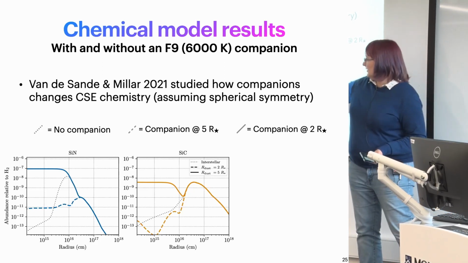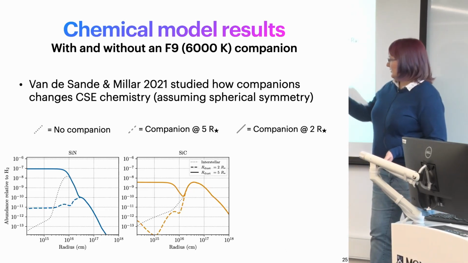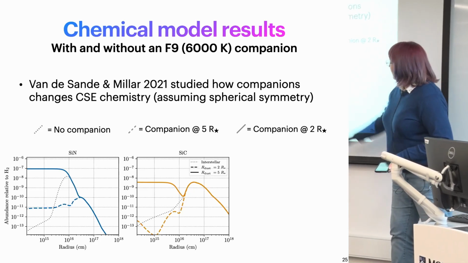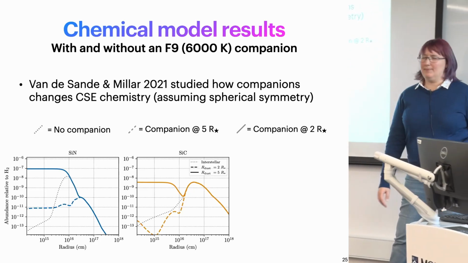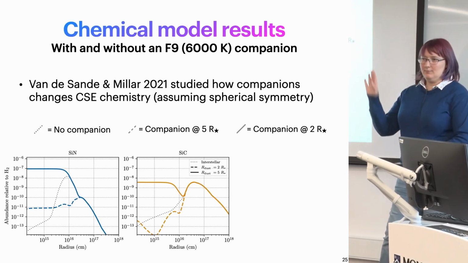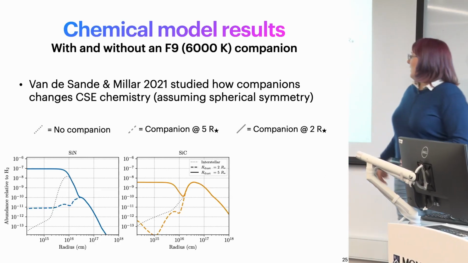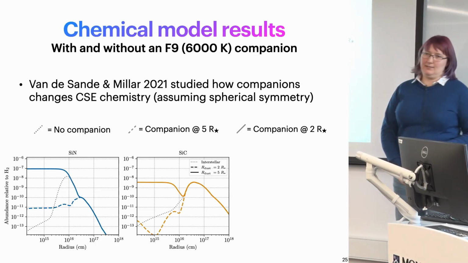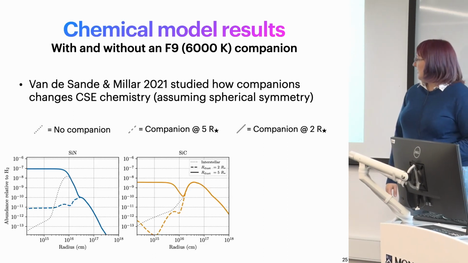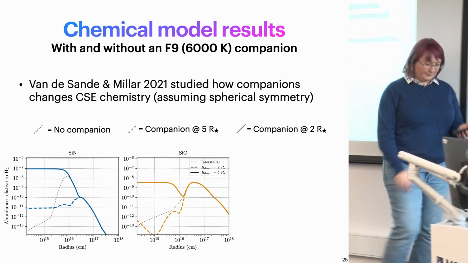So the dotted grey line is if there's no companion, just how much we expect, which is less. The dashed line is, say, a companion at 5 R star. The exact parameters are a bit more complicated, and if you're interested, I suggest you have a look at the paper. And then the solid line is a companion at 2 R star, which gives us a lot more SiN, and especially in the inner region, a lot more SiC.